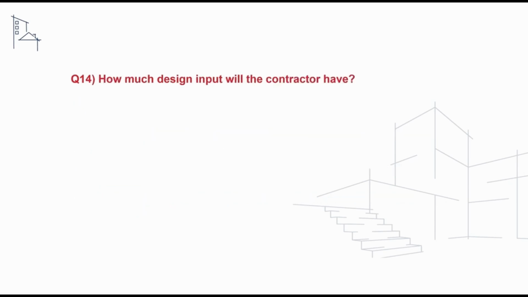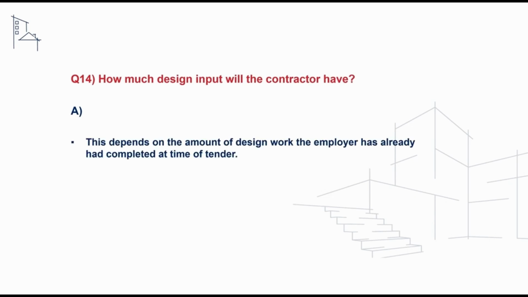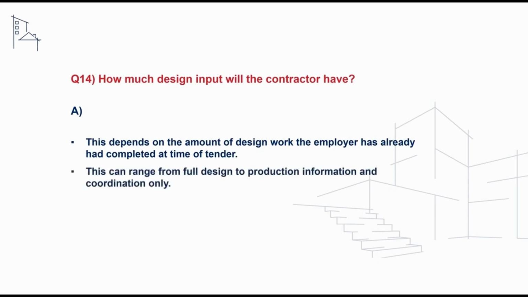A follow-on question we may also receive is how much design input will the main contractor have? And to address this, we could say that this really depends on the amount of design work the employer has already completed at the time of tender. This can range from full design to production information and coordination only.